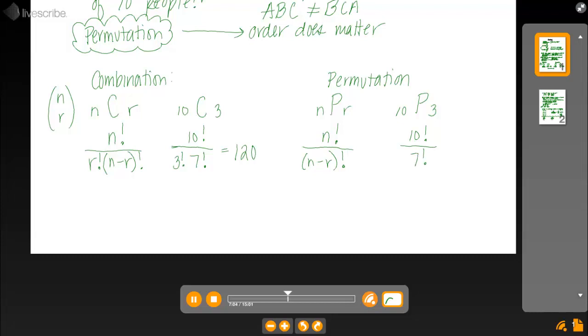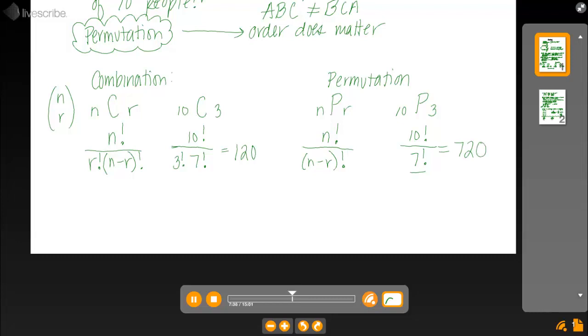And before you even calculate this, you might ask yourself, is this going to be a larger number or a smaller number than 10C3? If you look at the fractions, the numerators are the same. They're both 10 factorial. But the denominator is smaller in our permutation example because it doesn't have that 3 factorial multiplied by it. Since we're dividing the same thing by something smaller, our answer will be larger. And in fact, it is. I think this is 720 ways.